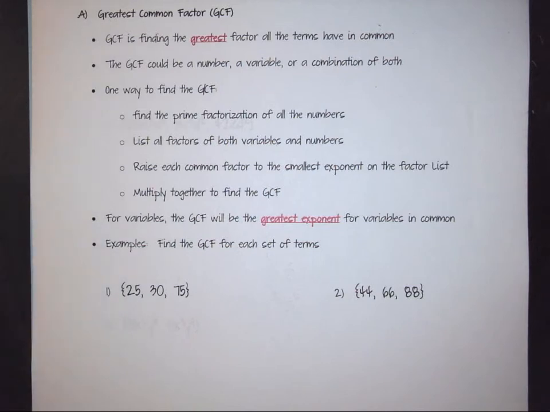Now if you don't like prime factorization, the other thing that you could do is simply list out the factors of each individual term and then identify the largest one, in other words, the biggest number or variable that was the same in all of them. I personally prefer to use prime factorization because sometimes you could be dealing with some fairly large numbers and they would have very lengthy factor trees. However, I will show you how to use both approaches in these examples.